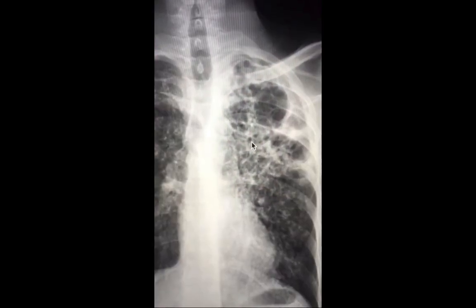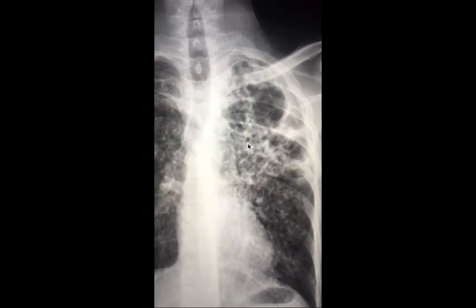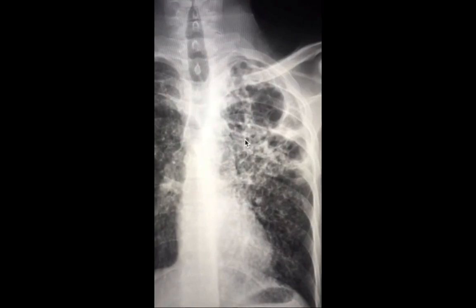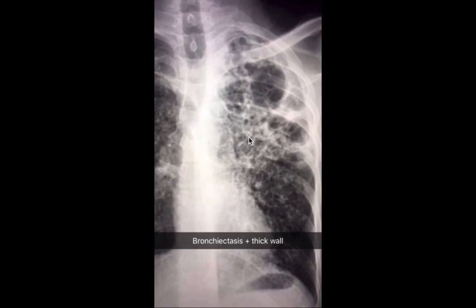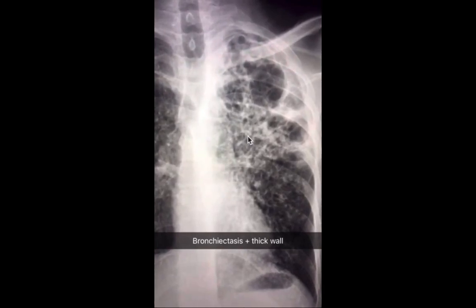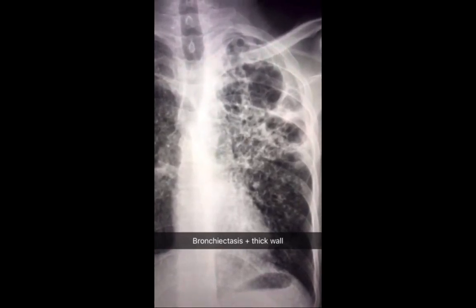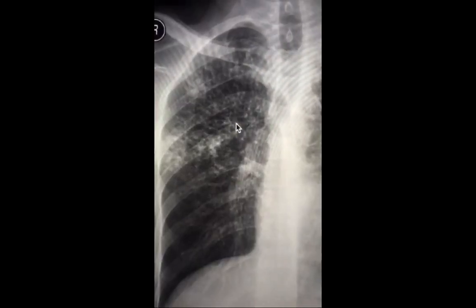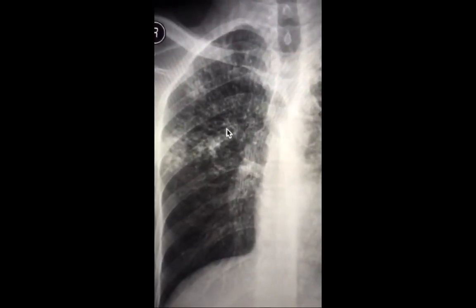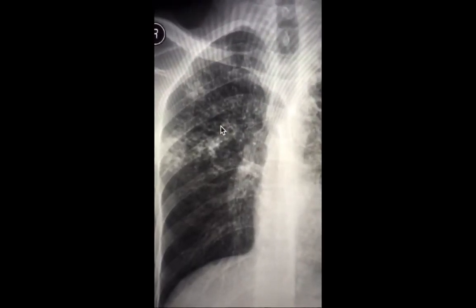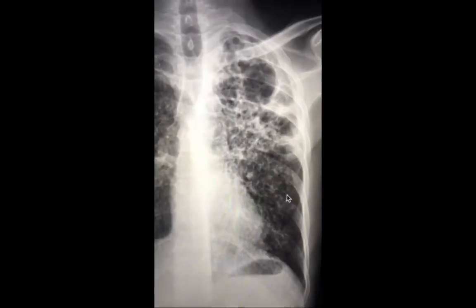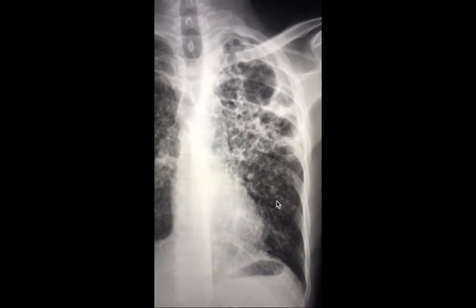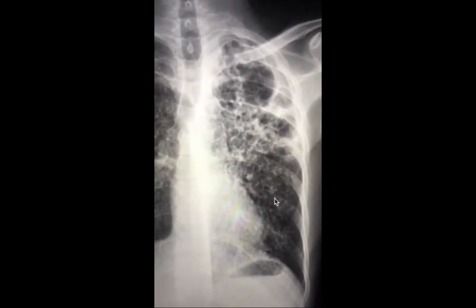Looking carefully as well, you notice you have these thick rimmed air lucencies, which may represent smaller cavities, but given the interstitial opacities, these could be bronchiectatic airways with thickened walls. Here you see the same appearance on the right side. This is likely bronchiectasis.